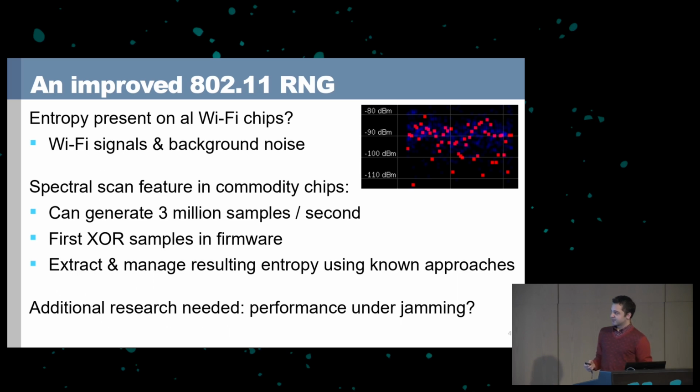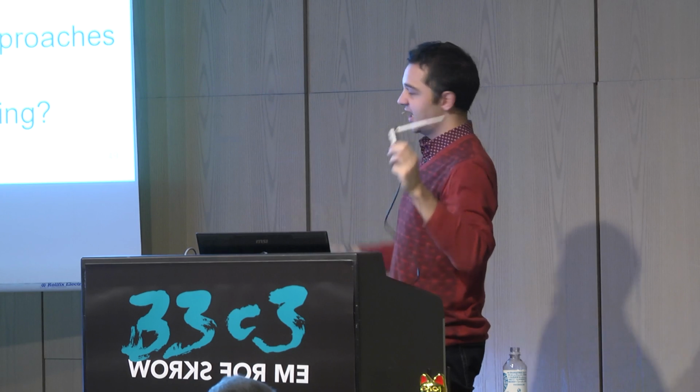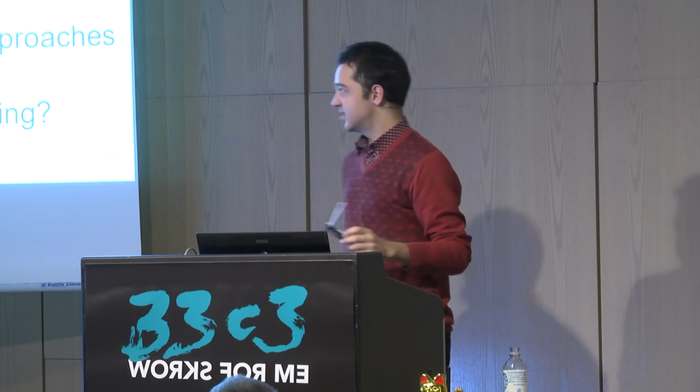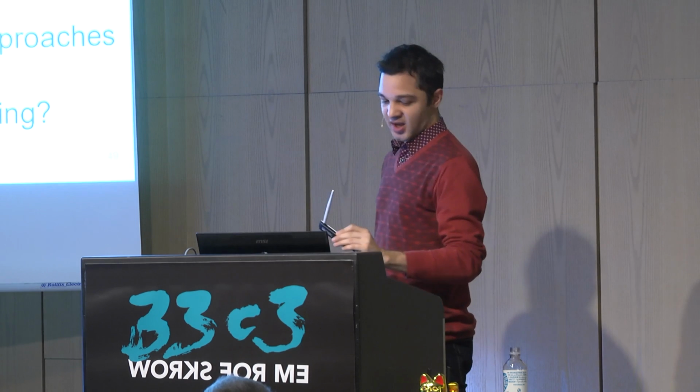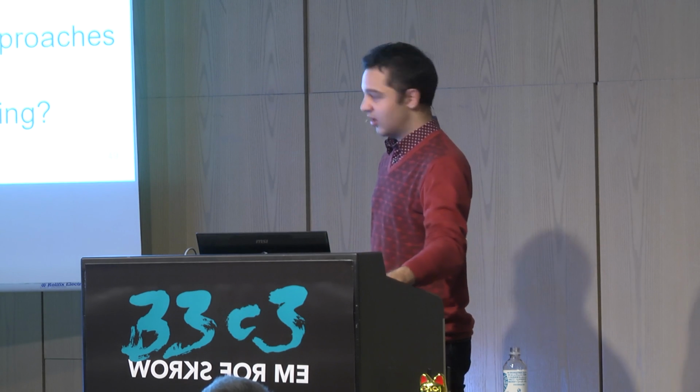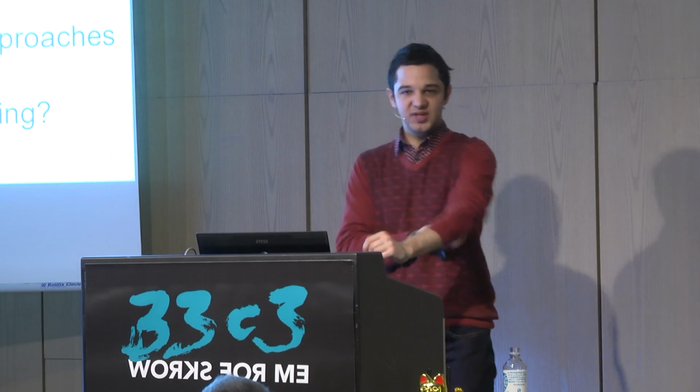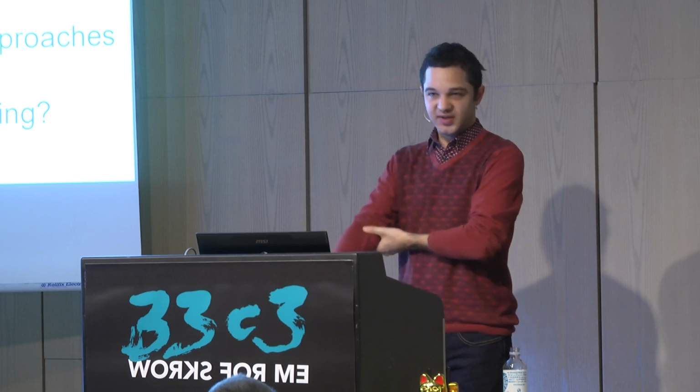And we actually found one device. It is this one. This has a so-called spectral scan feature. And this means that this chip is able to collect a lot of samples of the current Wi-Fi background noise, even if there is no traffic or nothing is going on.